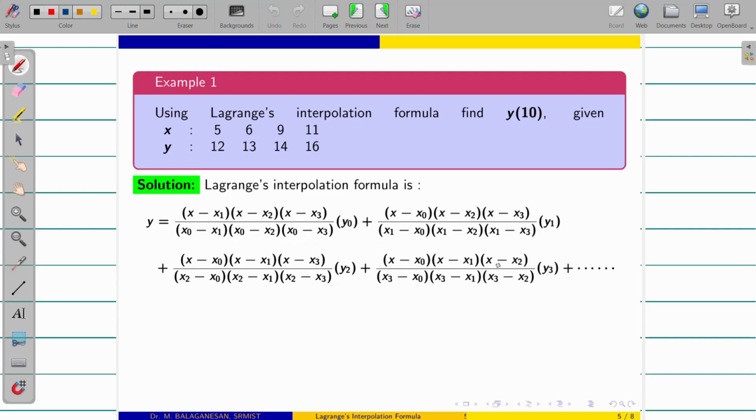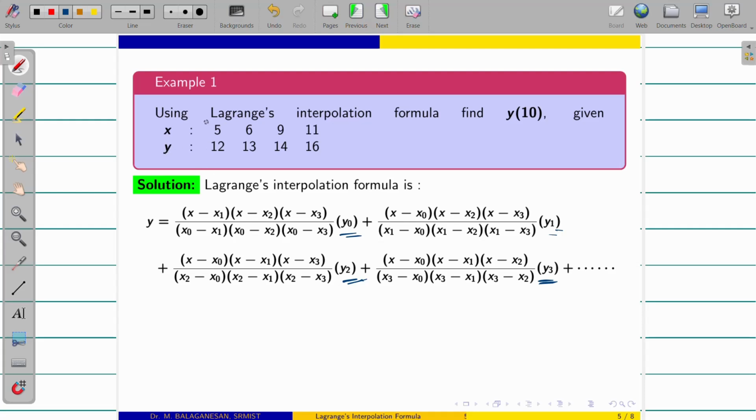Fourth term, x3 won't be there. We have written the formula where we have to take the values. What are the values of x1, x2, x3, and y0, y1, y2, y3? Where we have to take the values? It's so simple. Here we no need to do any difference table. What we had done earlier, forward difference table or divided difference table, nothing. We no need to find anything here.